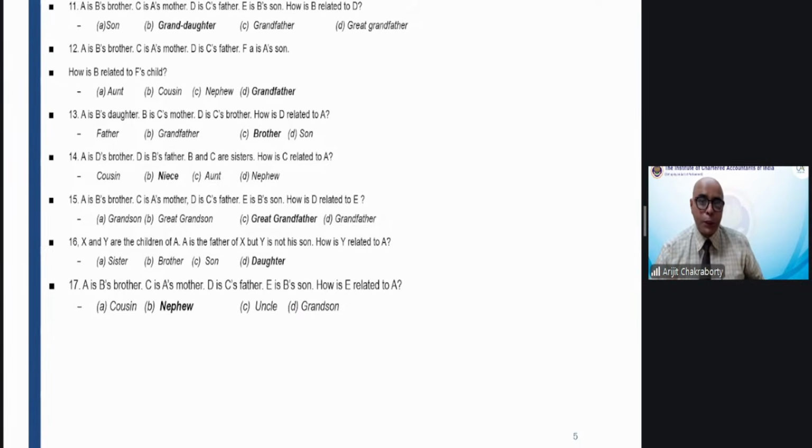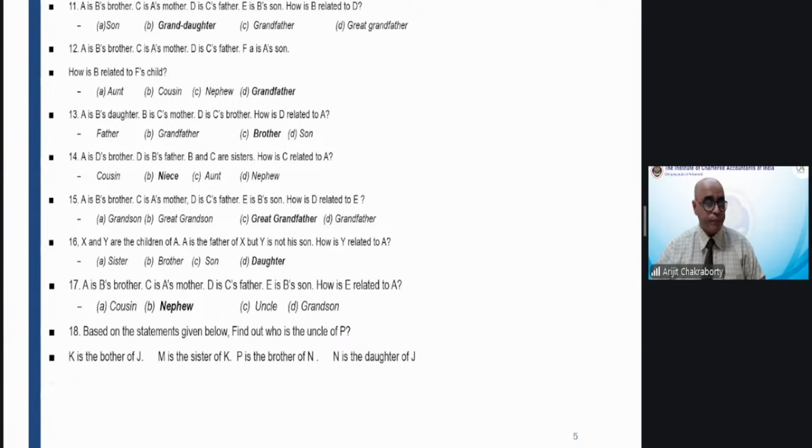So if you decode the relation of E and A, you can see E is B's son. So E's parent is B. And B's brother is A. That means my father's or my mother's brother. That means it is uncle. That means A is E's uncle. Conversely, who is E? E is A's nephew, because the opposite relation of uncle is nephew. So here we see question number 17, option B is the right answer.